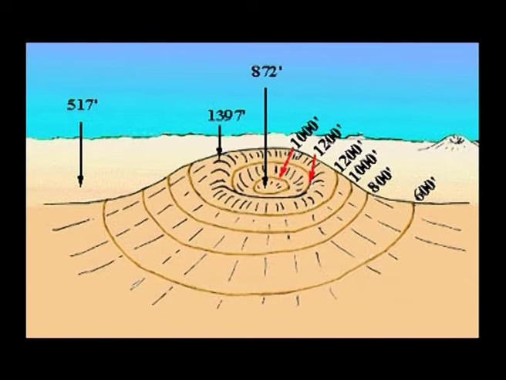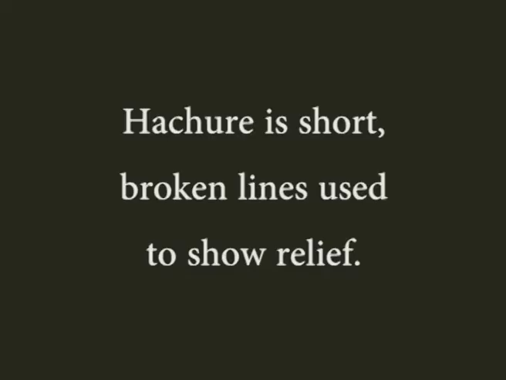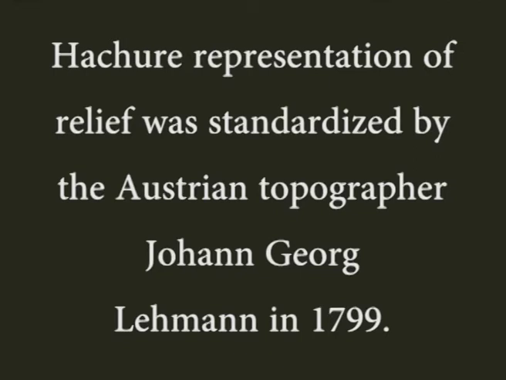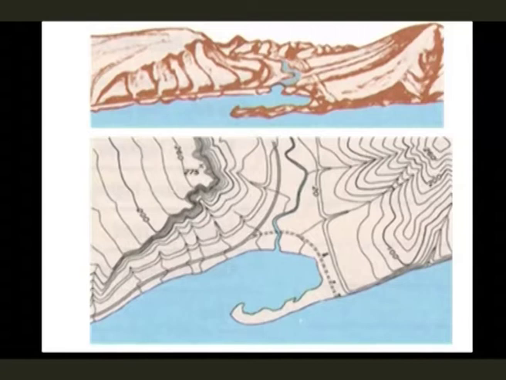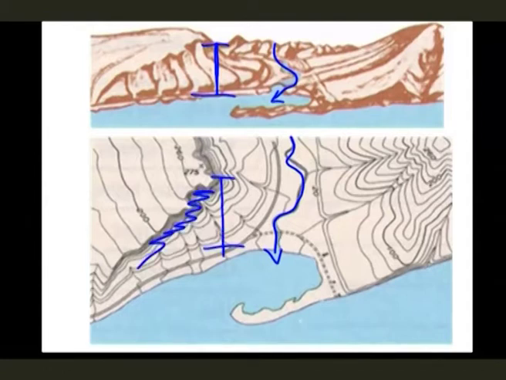Hachures. You can see in this figure that hachures are short broken lines used to show relief. Hachure representation of relief was standardized by the Austrian topographer Johann Georg Lehmann in 1799. Hachure is sometimes used with contour lines. They do not represent exact elevations, but are mainly used to draw large rocky outcrop areas. Hachure is used extensively on small scale maps to show mountain ranges, plateaus and mountain peaks.